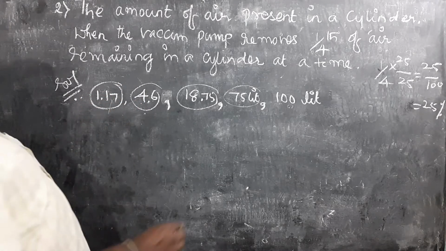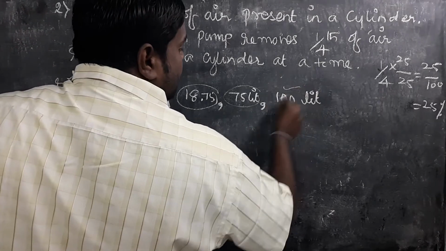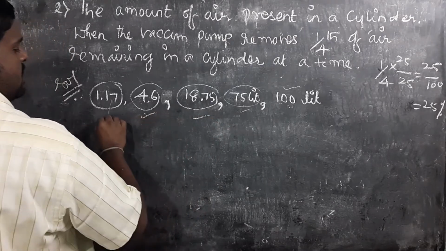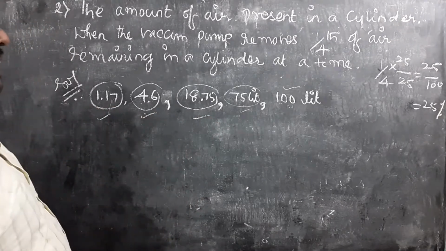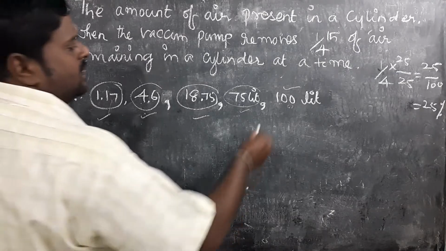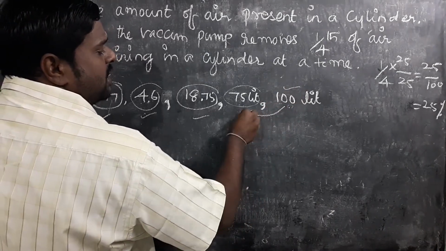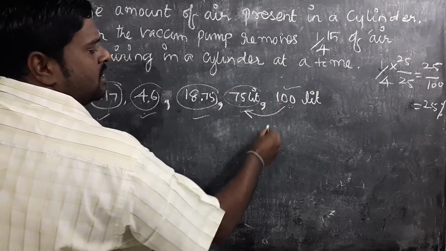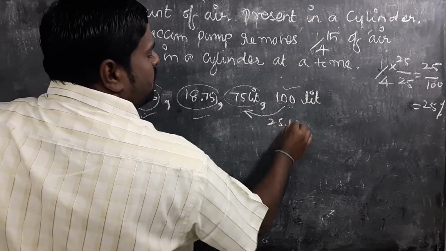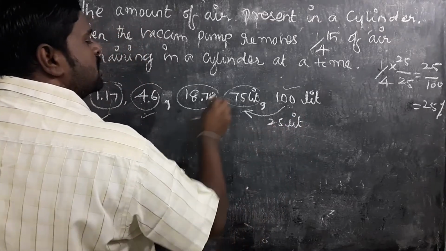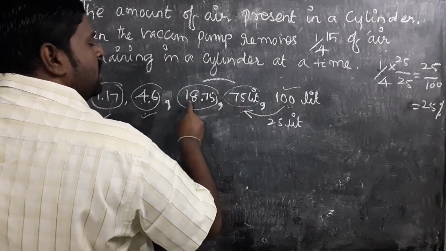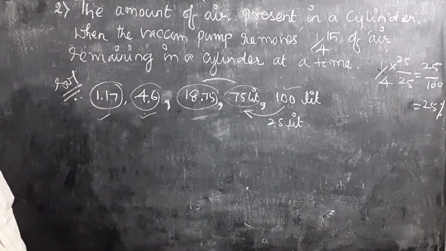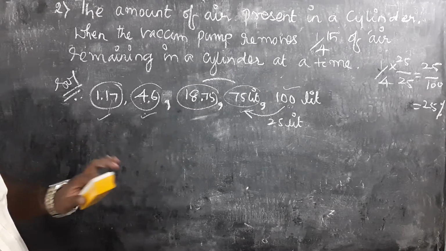So look here. 100 liters has become 75 liters, then 18.75 liters, then 4.6 liters, then 1.17 liters. Now, very simple. Very cleverly you just subtract: 100 minus 75, you will get 25 liters. Very good. Now subtract the next two, 75 liters and 18.75. What will I get?